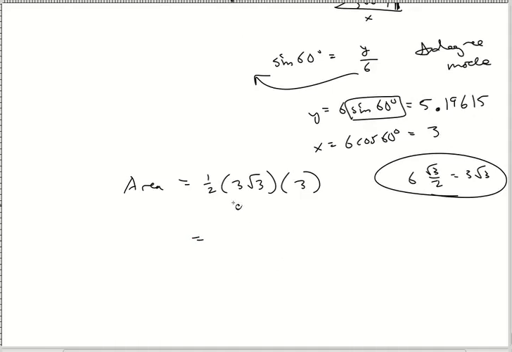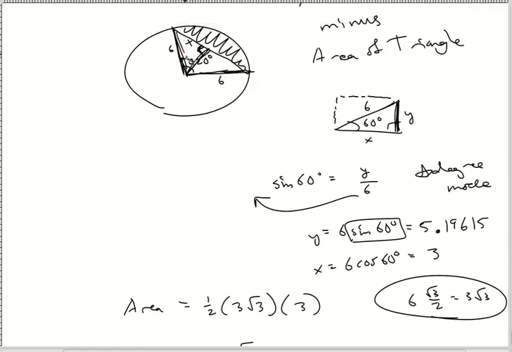Yes. Okay, yeah, I'm seeing it. This is good. So then I got 9 square root 3 over 2 is the area of that little triangle right here. Okay? Of this triangle.